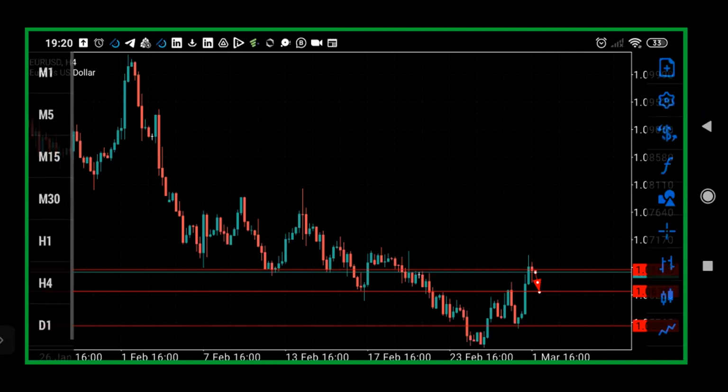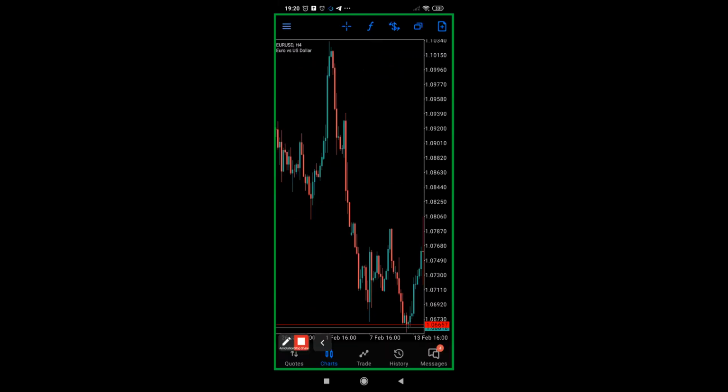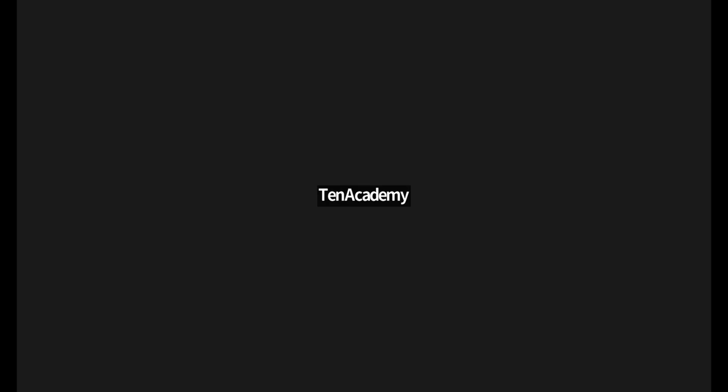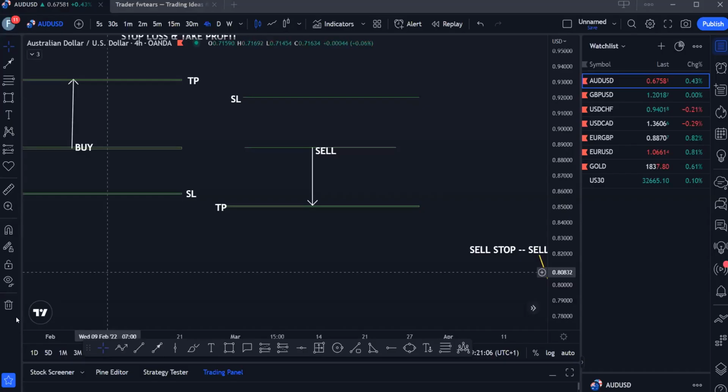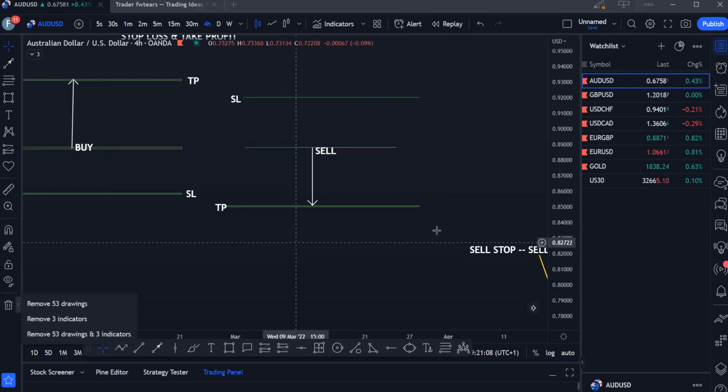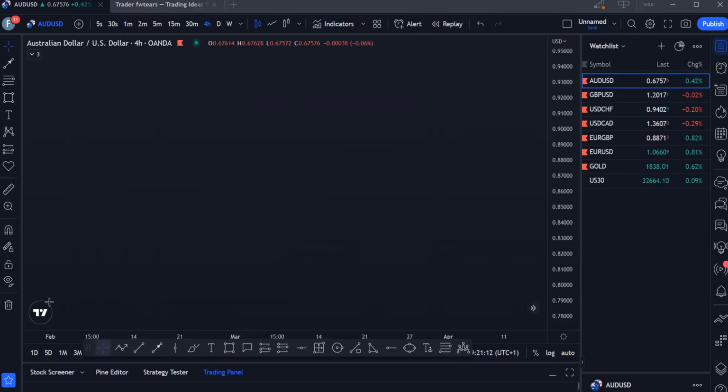I'm going to stop sharing this right now, and then I'm going to use my computer to show you this properly. So let's share the screen. So let's talk about market structure. And hold on.